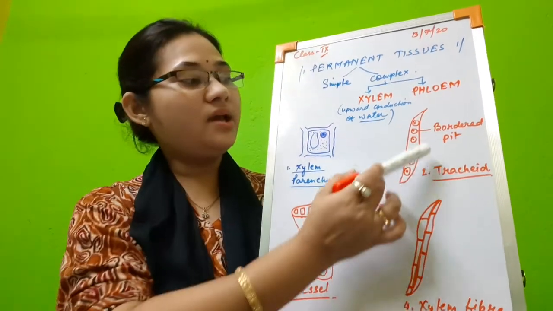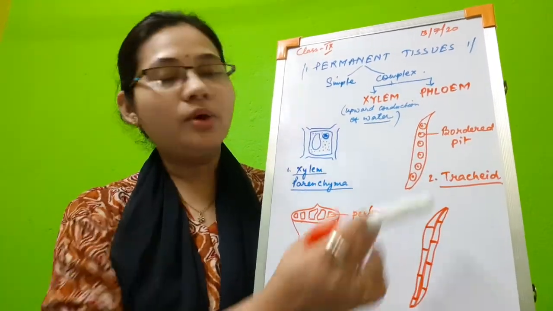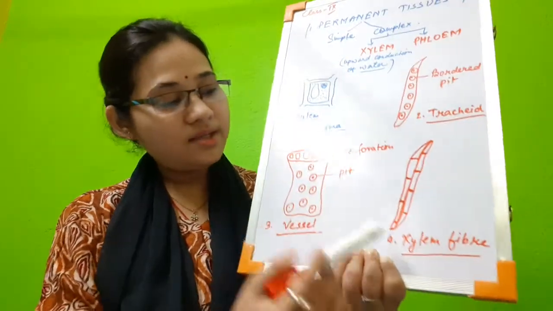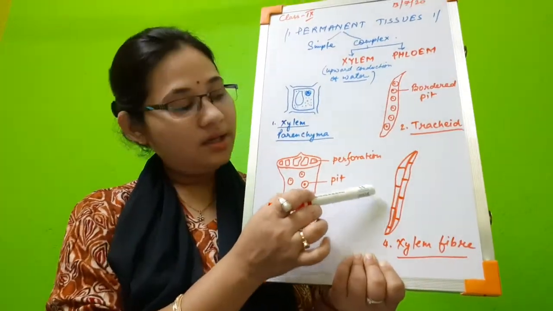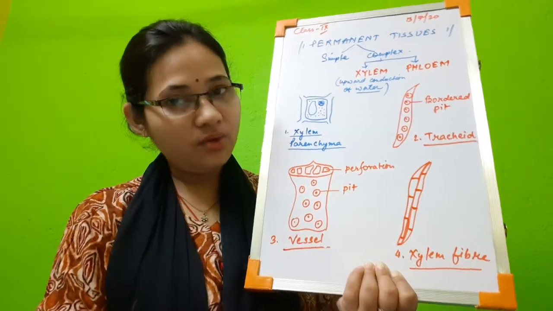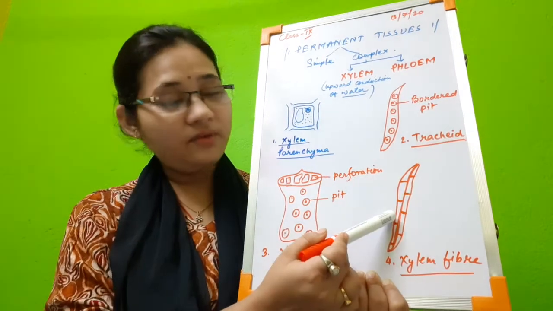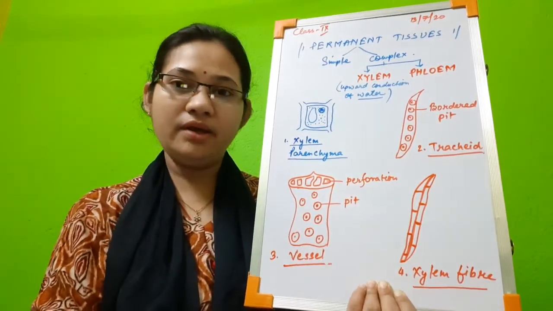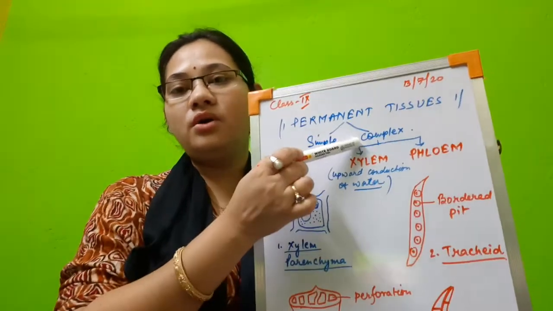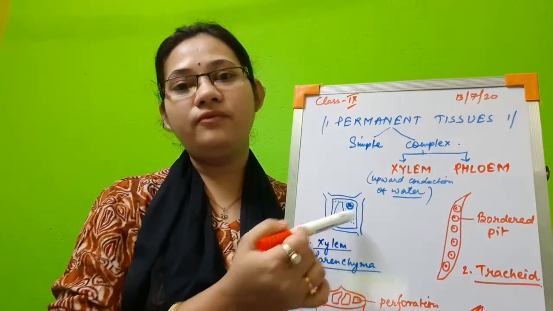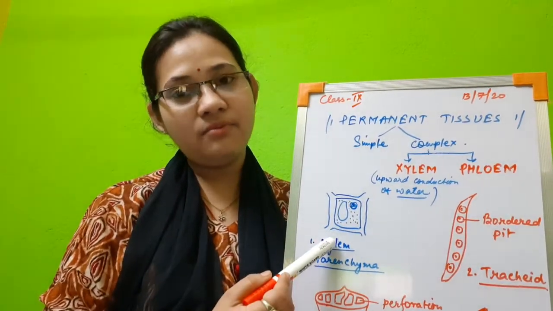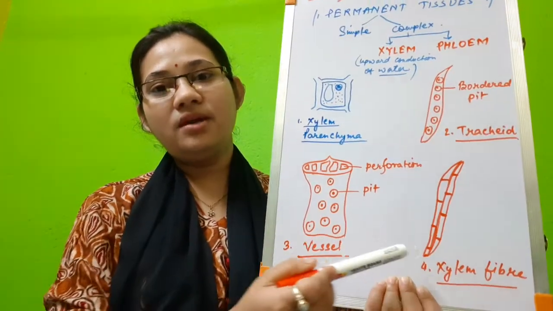Whereas perforations are absent in case of tracheids, and they simply help in translocation of water through the bordered pits. Xylem fiber is completely dead and it does not have nucleus or cytoplasm. These also do not have nucleus or cytoplasm, and they give mechanical support to the plant. So xylem is also called wood, and it is basically made up of four elements: xylem parenchyma, tracheid, vessel and xylem fiber.